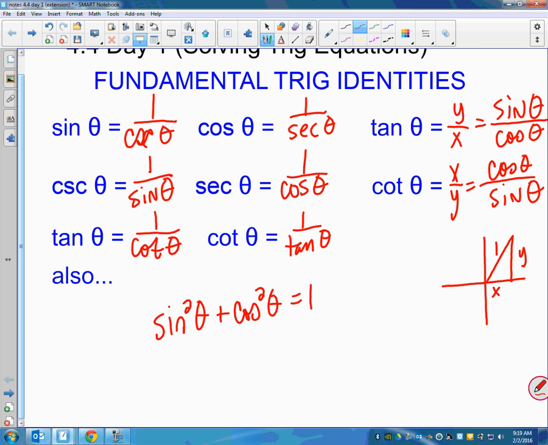And then there are two others that we don't use as often. 1 plus tangent squared equals secant squared. That's true.